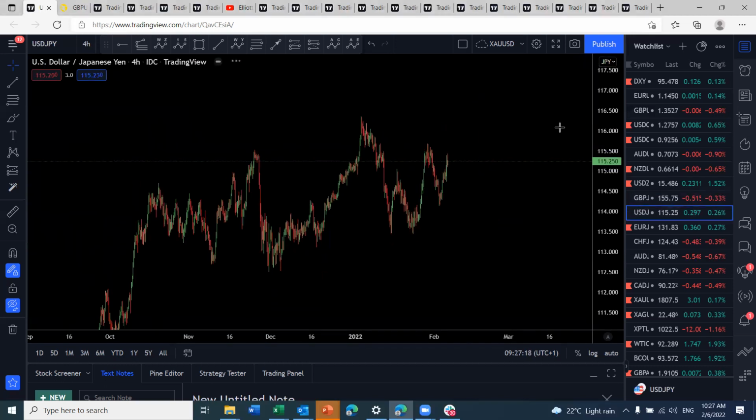Now that was pound yen. US dollar yen, let's have a look. Last week we focused that this was going to get up to this level and we're going to get a move to the downside. So what is the next move for US dollar yen? We may get a push to the upside here. So let's just watch for this one here.